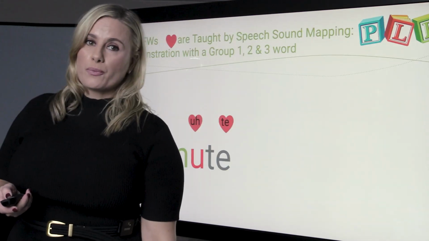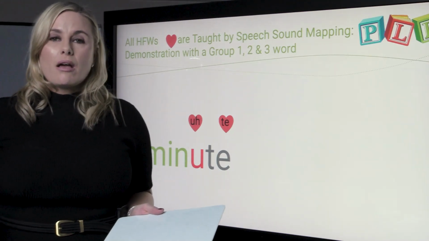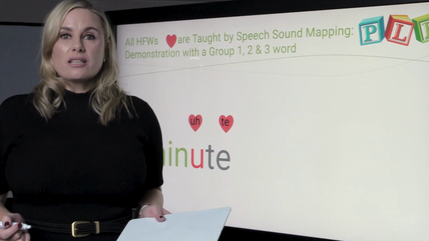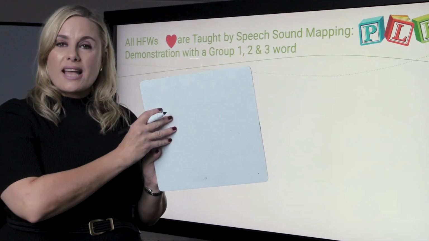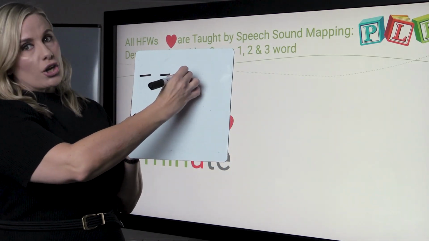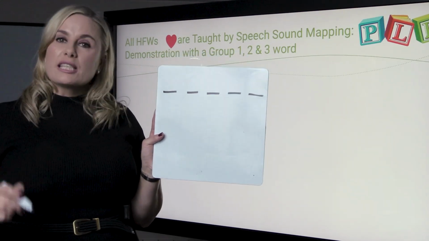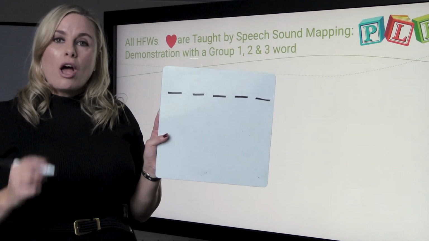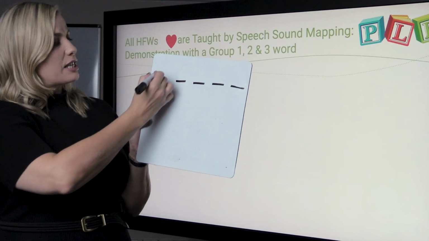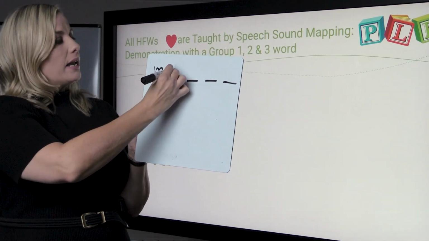Option 1 as follows. Group 1, your word is minute. There are 60 seconds in a minute. Minute. What are my sounds in minute? I have e, t. Minute. Let's map the regular parts first. My first sound, my initial sound is e.